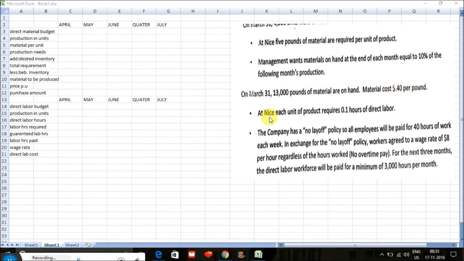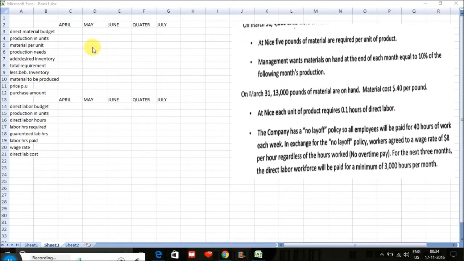And for the labor budget, we are given the information that at NICE each unit of product requires 0.1 hours of direct labor. That is, एक यूनिट ऑफ प्रोडक्ट बनाने के लिए 0.1 hours और डायरेक्ट लेबर लगेगा. The company also has a no layoff policy, so all employees will be paid 40 hours of work each week. In exchange for the no layoff policy, workers agreed to a wage rate of $8 per hour regardless of the hours worked. For the next 3 months, the direct labor workforce will be paid for a minimum of 3,000 hours per month. मतलब हमें minimum 3,000 hours तो pay करना ही पड़ेगा उनको.